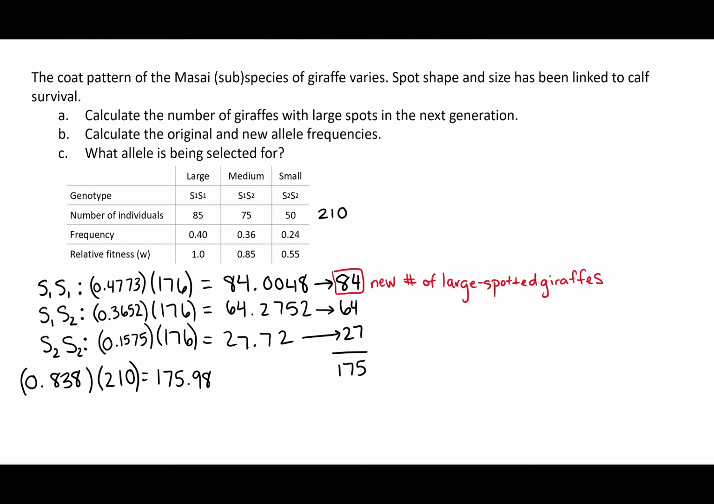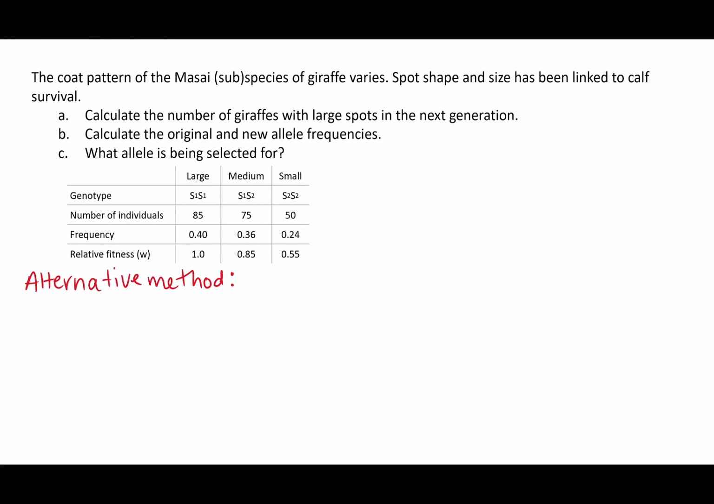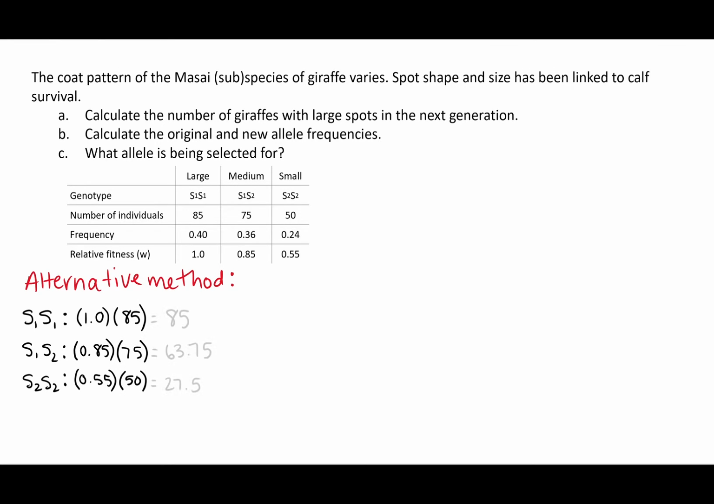But there is an alternative method for calculating this, a little bit simpler. So we're going to work on that. So we have those relative fitnesses that we had before, same thing. But then we actually multiply those by the number of individuals in each category in our original generation. And then we get numbers for that. And then we do the same thing. We cut off the ends because we can't have decimal numbers of giraffes.